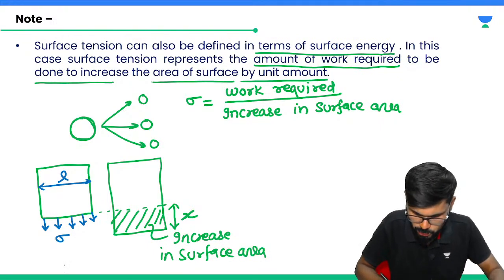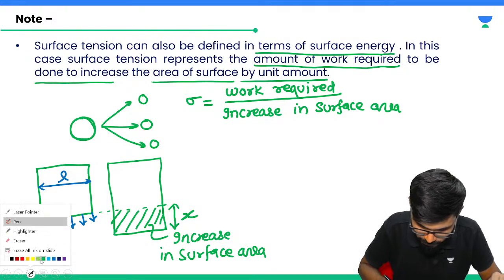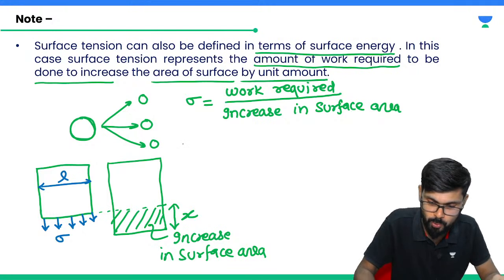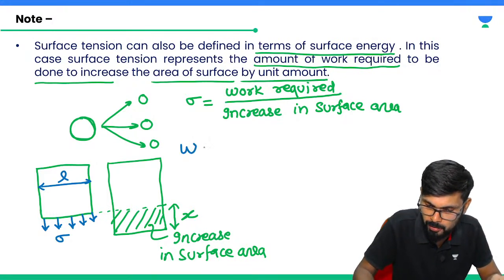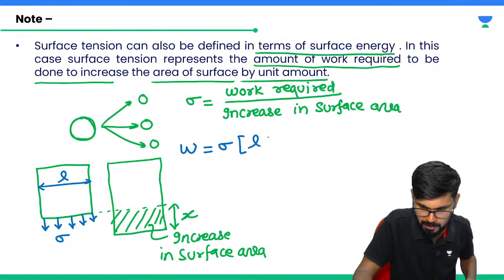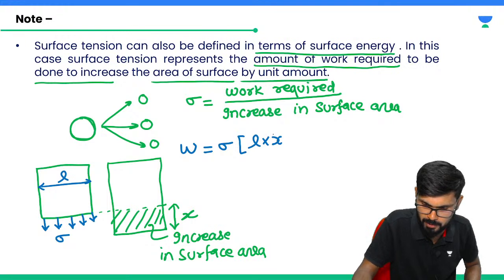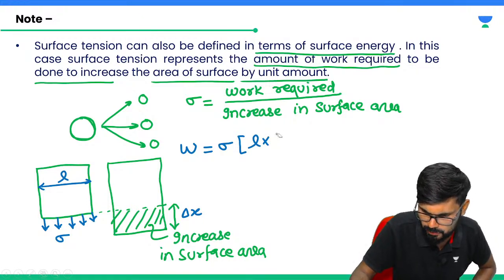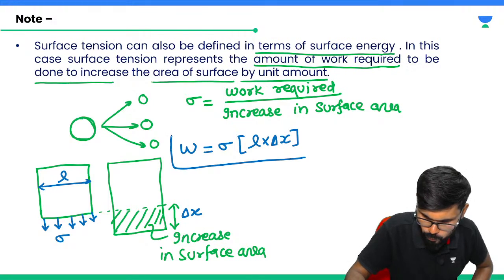So to increase this much surface area, how much work is required? From this formula, work is sigma into the increase in area. What is the increase in area? L into x. Or delta x you can write, because x is representing a very big amount, and generally it is very, very small. So delta x. So this is W.